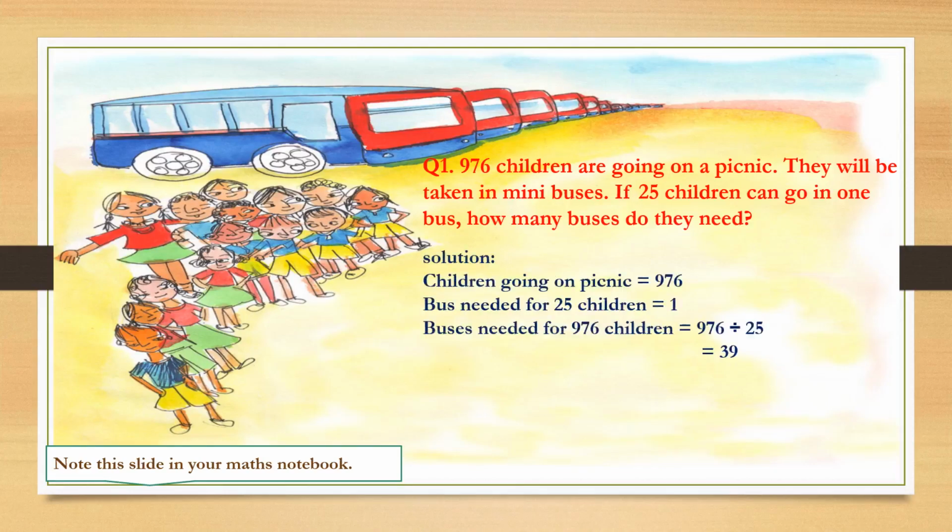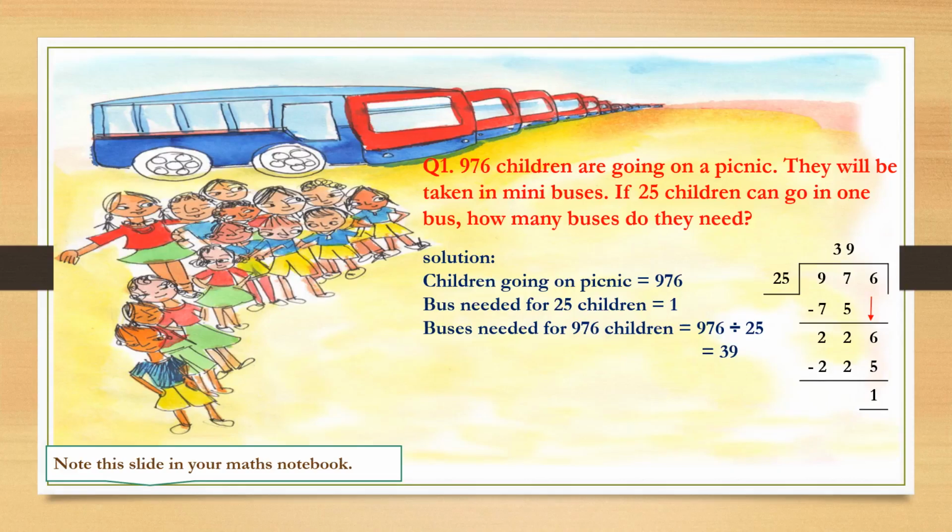So let's start with the solution. Children going on picnic equal 976. Buses needed for 25 children equal 1, and buses needed for 976 children will be equal to 976 divided by 25. I am using the same method as Shivangi had used in the previous slide. So this is a shortcut method for doing the division. We taught you this in class 3 and 4 also. So when I am dividing 976, I have 39 buses and one student is there.